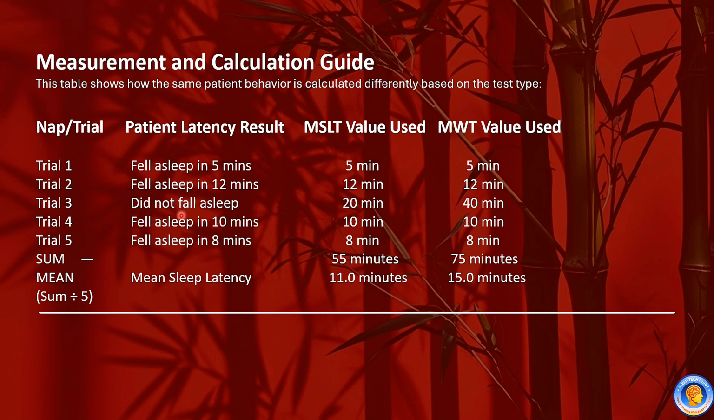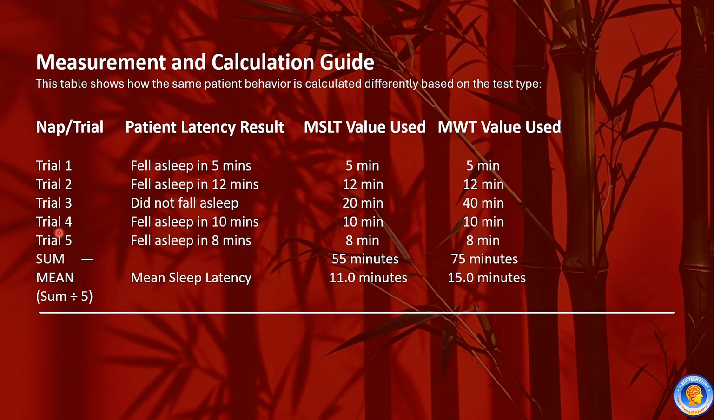The patient did not fall asleep. In MSLT, we stop the nap at 20 minutes, but in MWT, the goal is to stay awake. So the trial continues to 40 minutes. And this single difference changes the entire final interpretation.